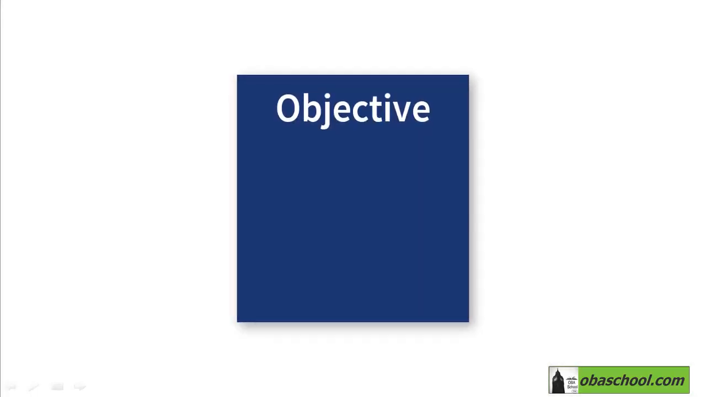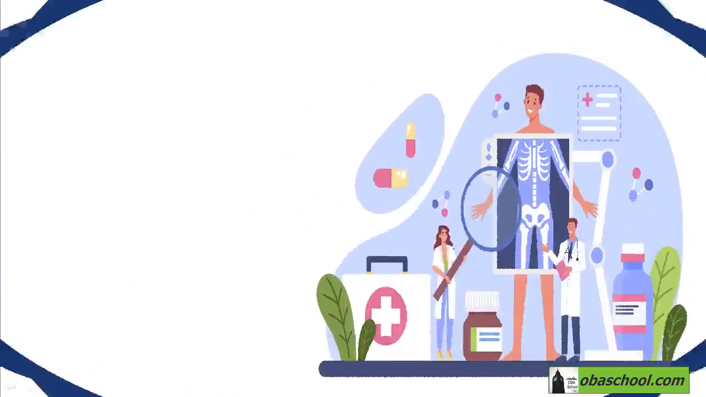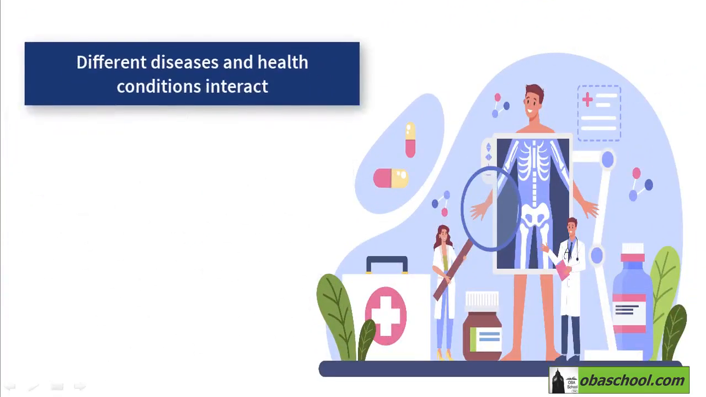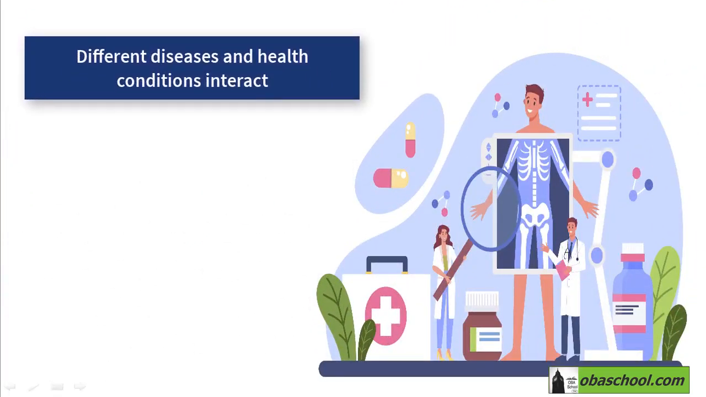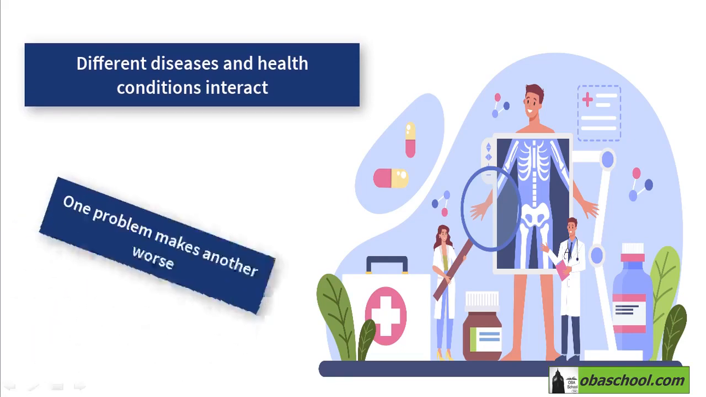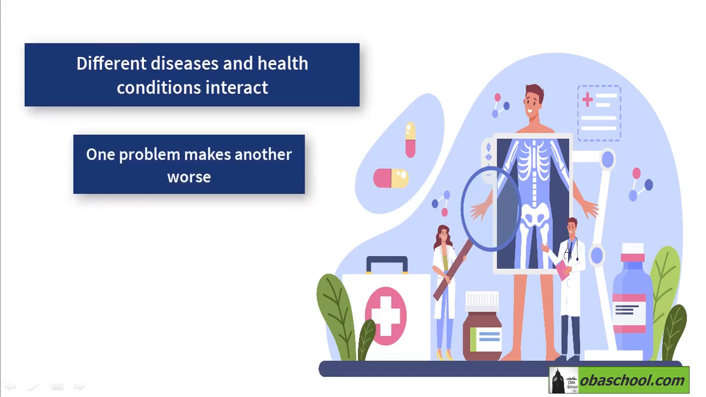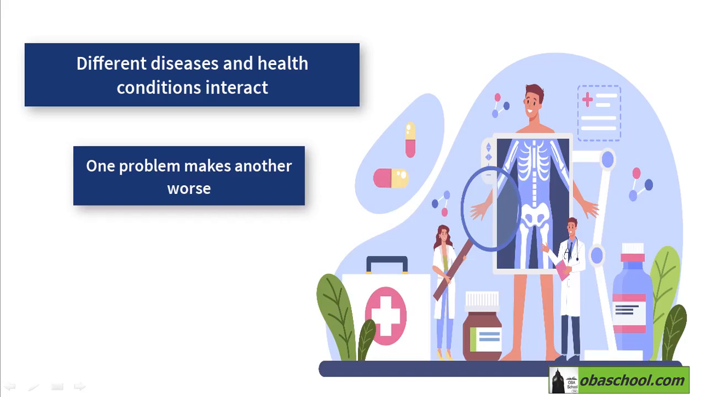We are going to look at how health problems interact. In the world, different diseases and health conditions happen at the same time. They interact, and often one problem makes another worse. And here in this video, we are going to look at these interactions through some examples.